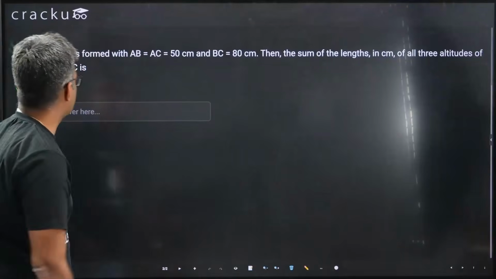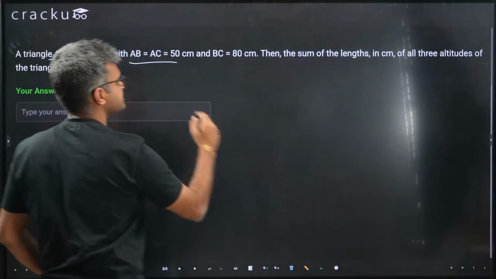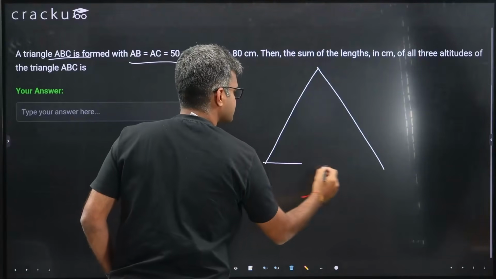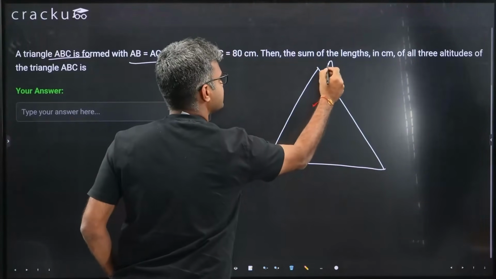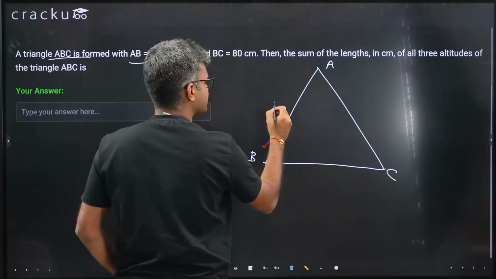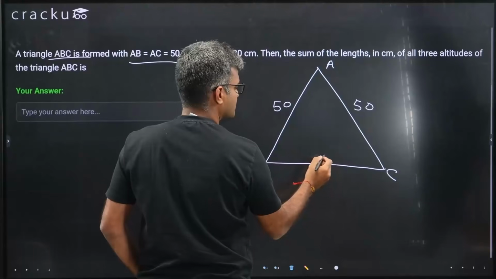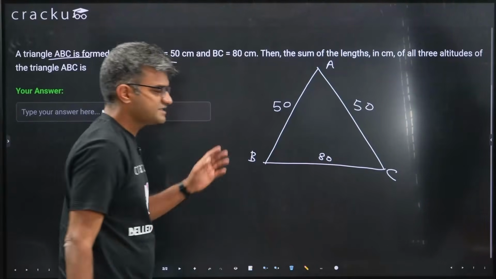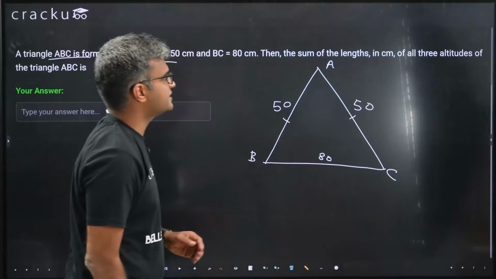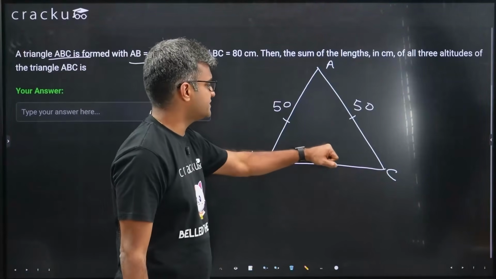In this question, we are told that there is a triangle ABC that is formed such that AB is equal to AC is equal to 50. So we have a triangle like this. This is A, this is B, and this is C. AB is equal to 50, AC is equal to 50, and BC is equal to 80. This is an isosceles triangle because two sides are the same. And we are asked to calculate the sum of the lengths of all the three altitudes of the triangle.